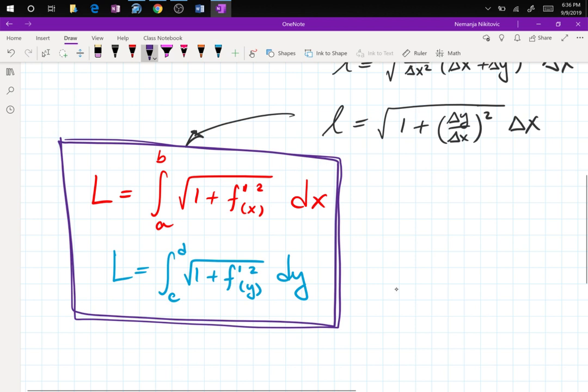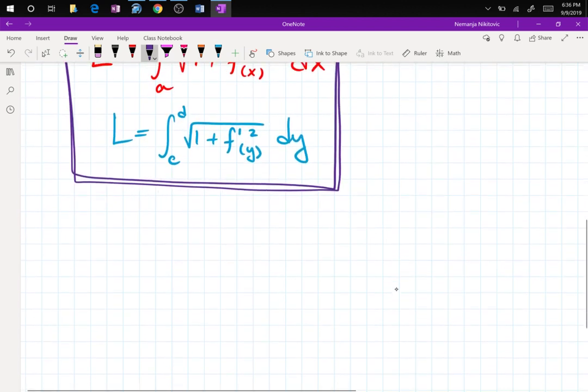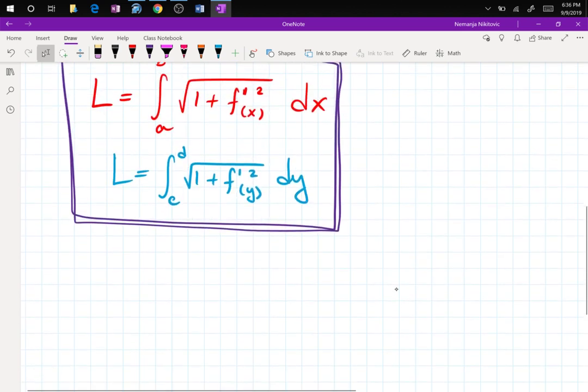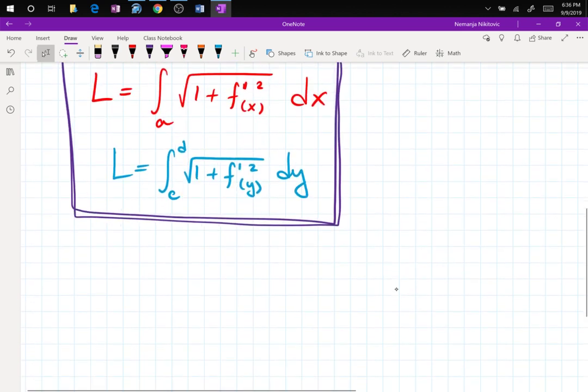Yes? That's the derivative of x squared, right? No, that's the derivative squared. So you will do the derivative and then you will square the whole thing. So we're going to do the example for this now and see this at work. This is the lengthening of a curve, either in x or y.